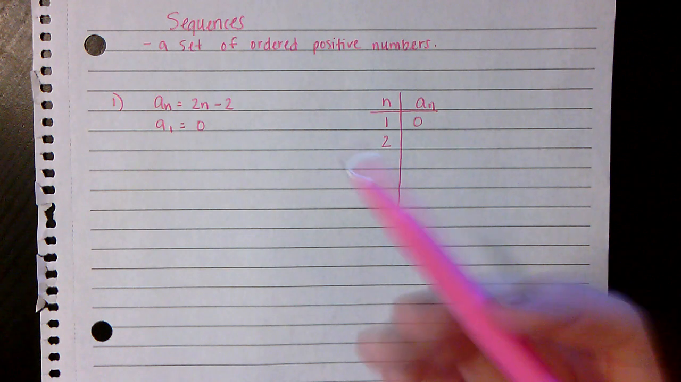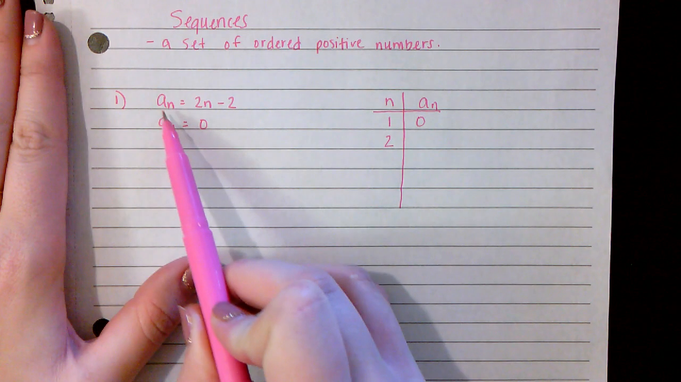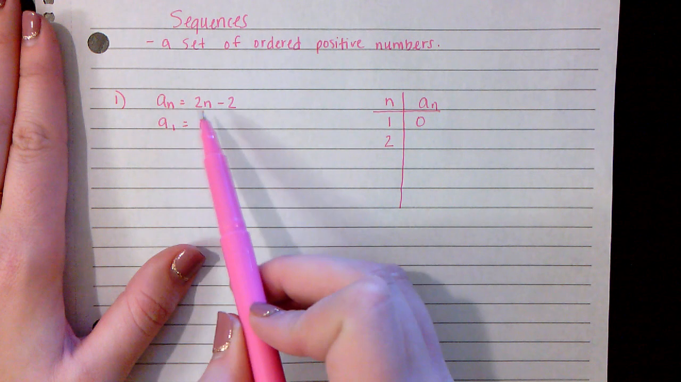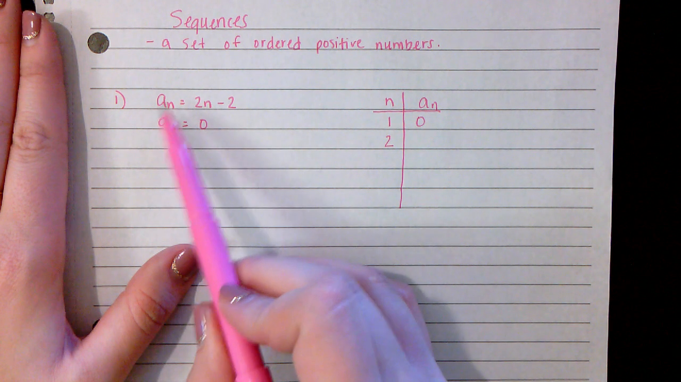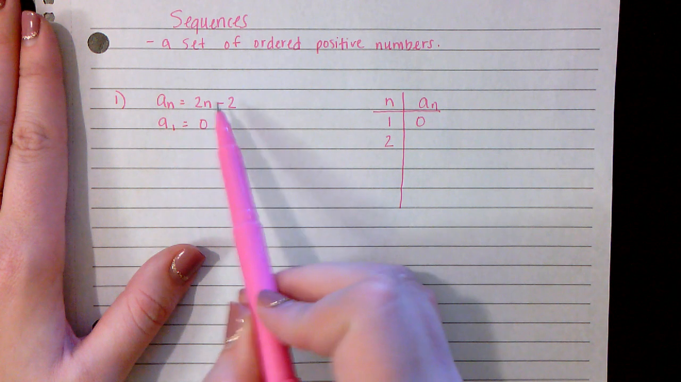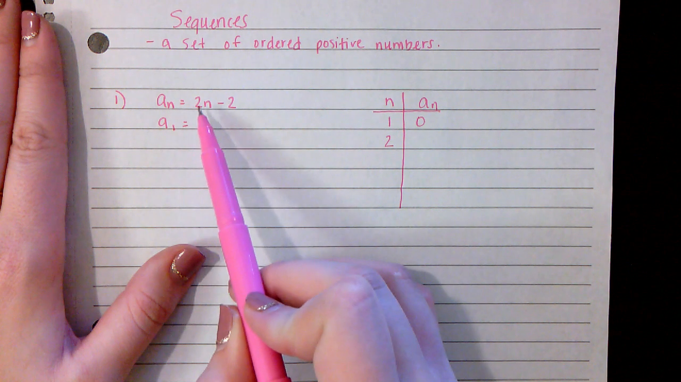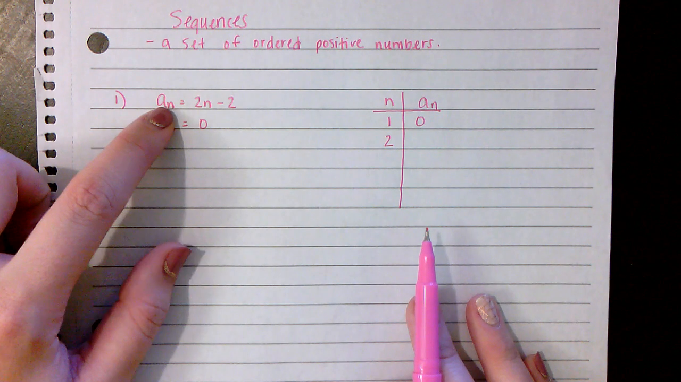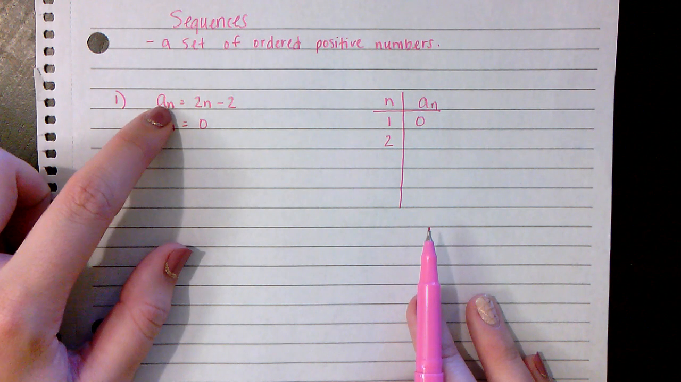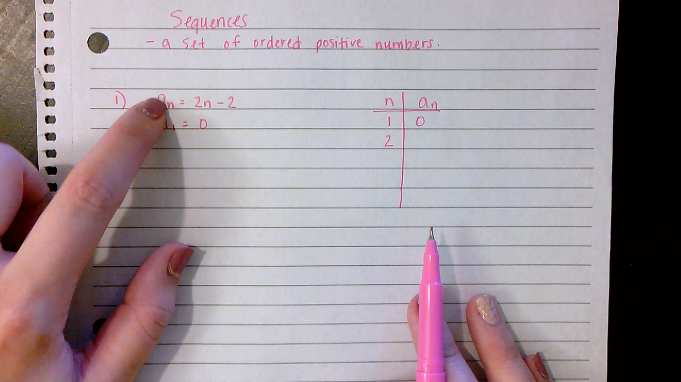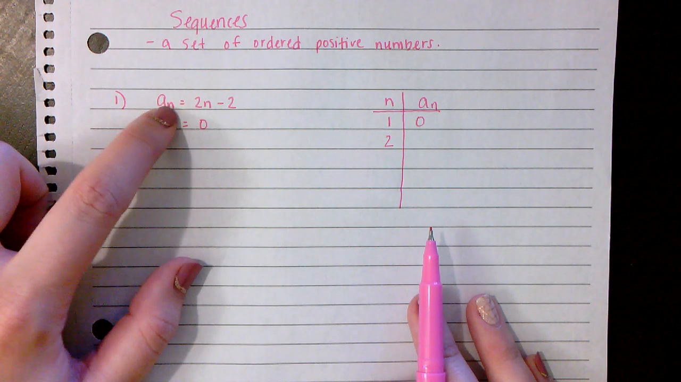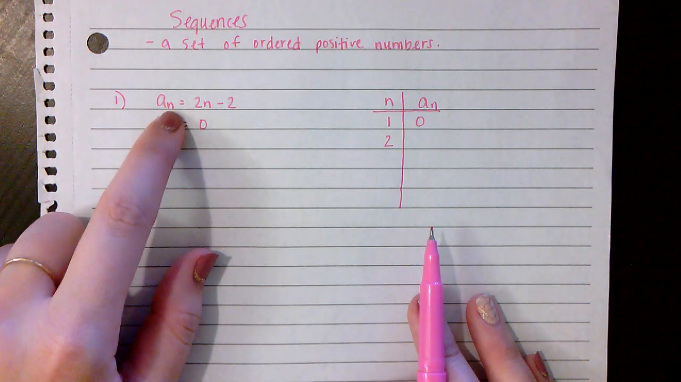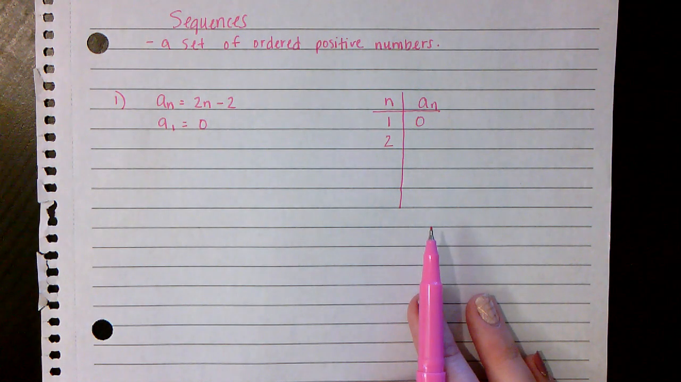So let's look at sequences. We are going to annotate them a little bit differently. Instead of writing y equals 2x minus 2 or f of x equals 2x minus 2, we have a sub n equals 2n minus 2. So the a sub n is just a way to write any number in this rule. A being the rule, n being any number that you want it to be. So you can change that n value to figure out which specific number you're talking about.